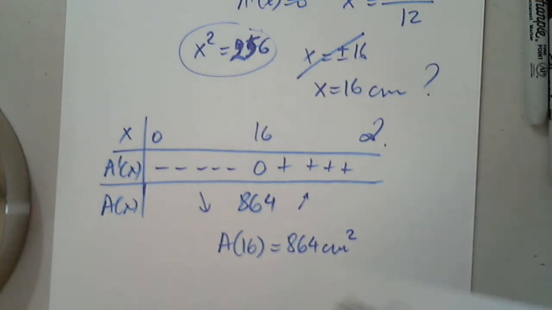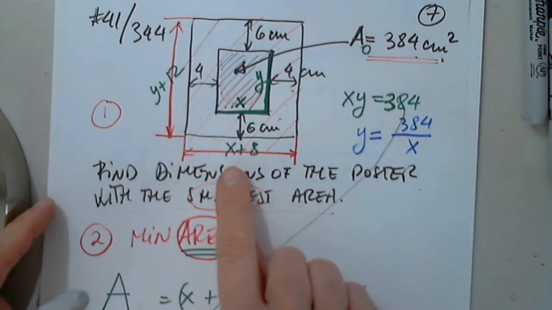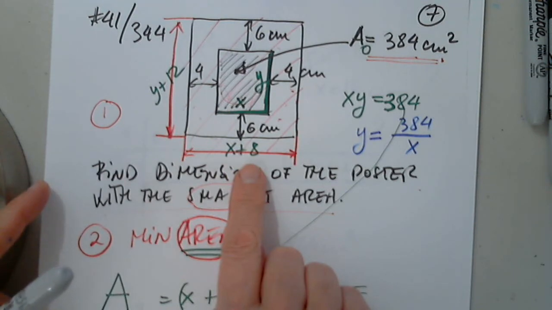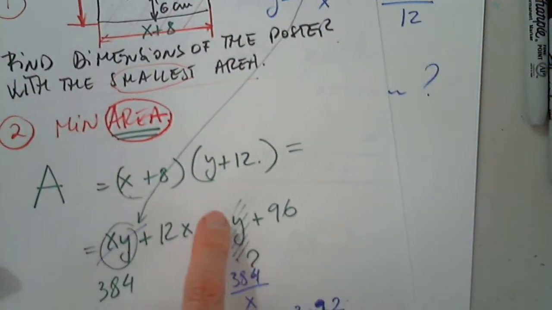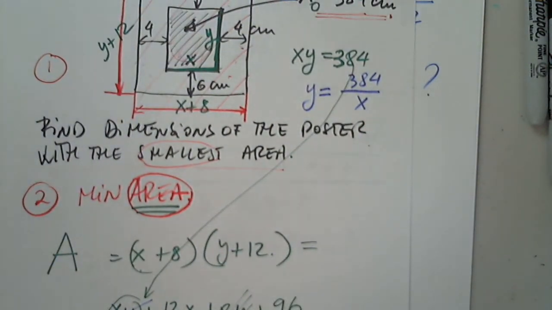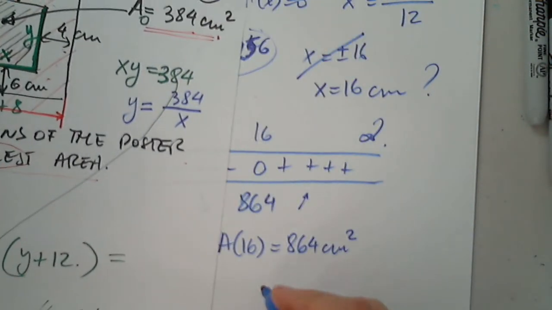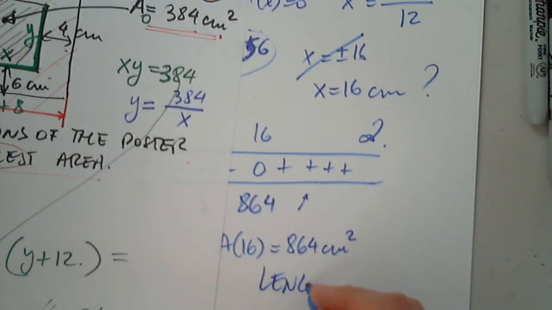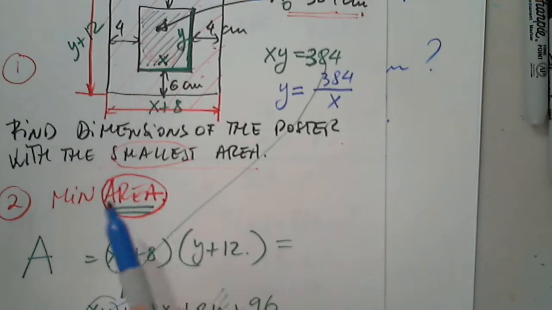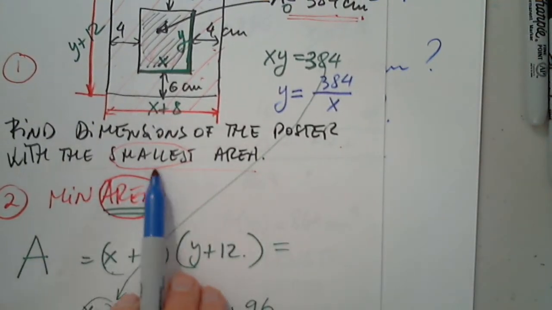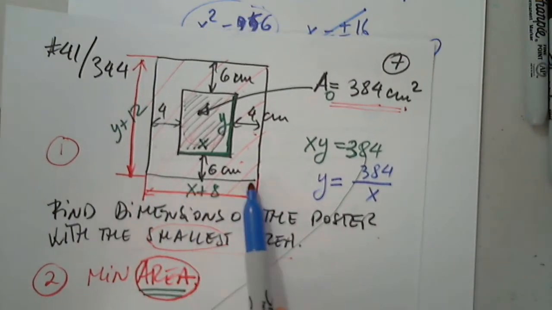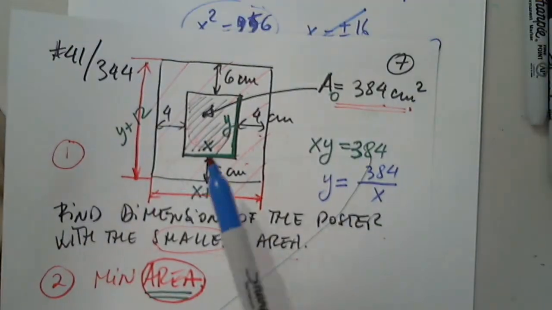So bottom line, the dimensions will be 16 plus 8, and y is 384 over x. So length, width, because they want dimensions. Find dimensions of the poster with the smallest area. So the length, what do I call the length? I'm not sure. Doesn't matter.